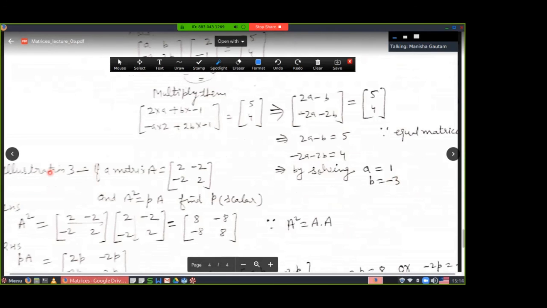For illustration 3, a matrix A is this one and A square is equal to pA. pA means p times A, a scalar multiplication of A. You have to find the value of p. p is any scalar. First of all, you have to calculate A square in the left hand side. A multiplied by A. Multiply them. You will get 8, minus 8, minus 8 and 8.